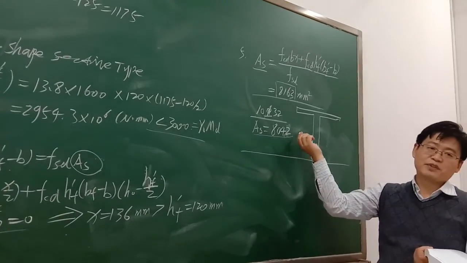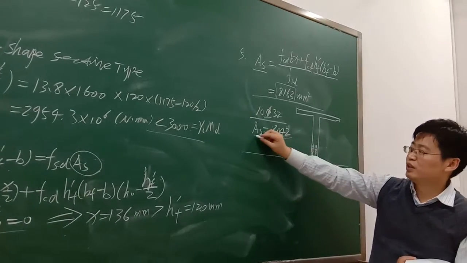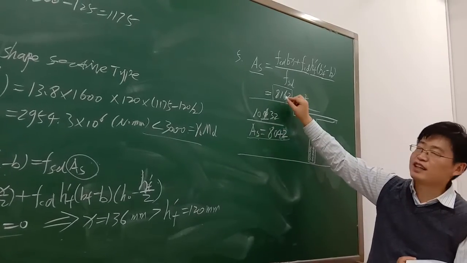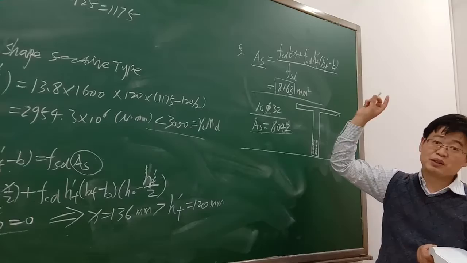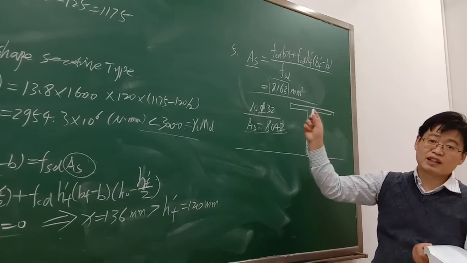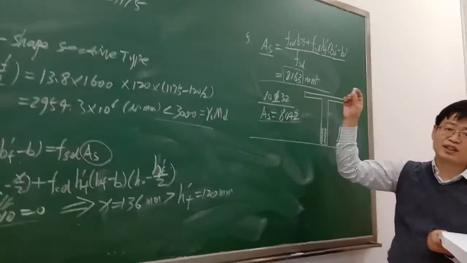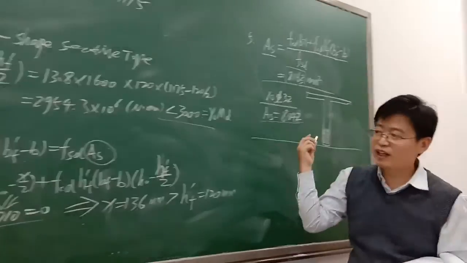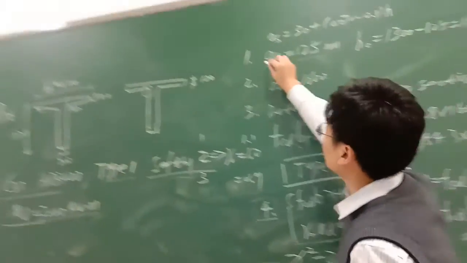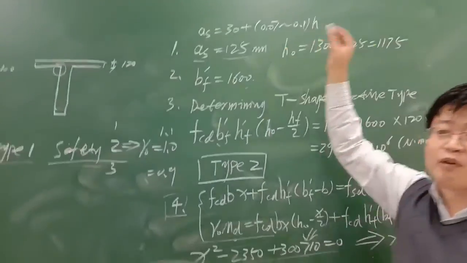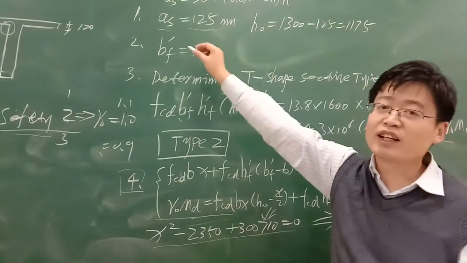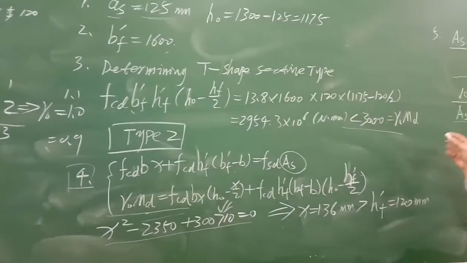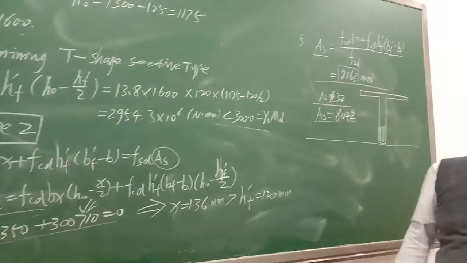Before, I told you we need to make this value larger than this. So now maybe we don't need to make it larger. Maybe just near to this value is okay. Because some of the values we assumed, once you put the real reinforcement inside, maybe this value has changed.